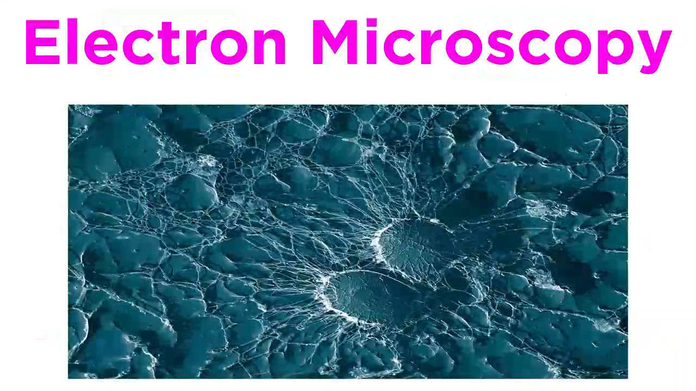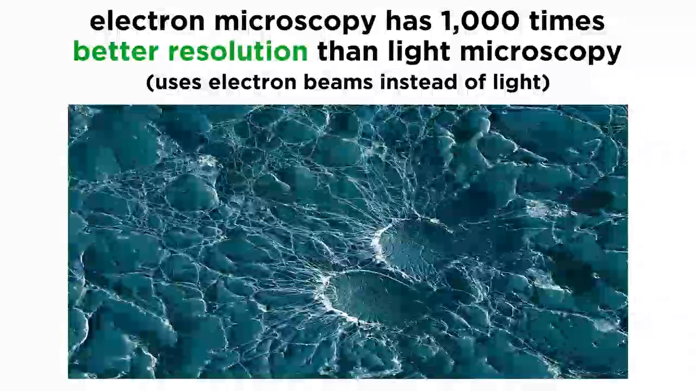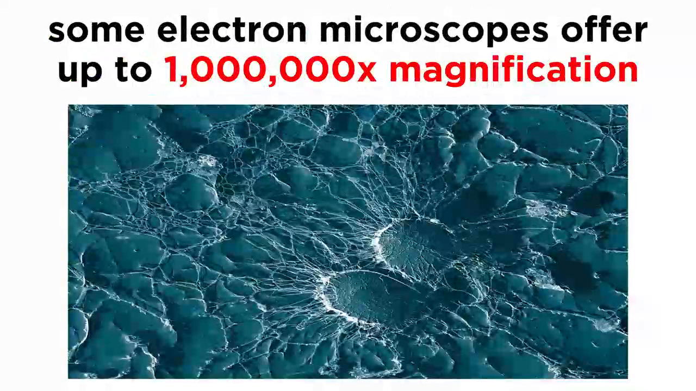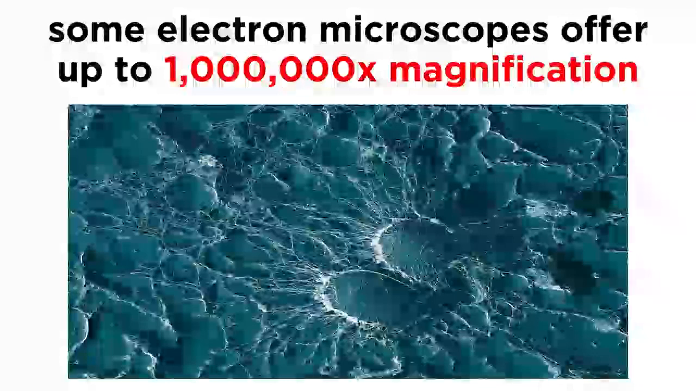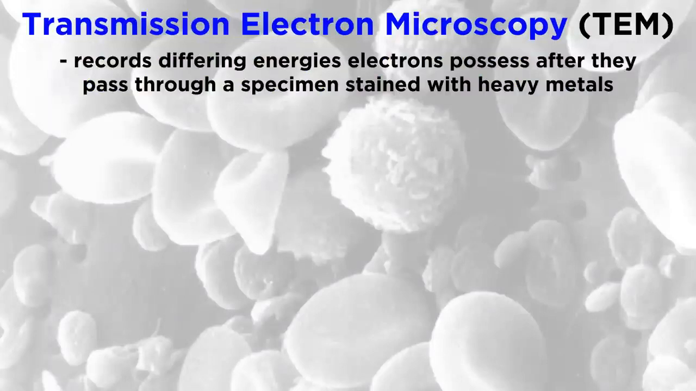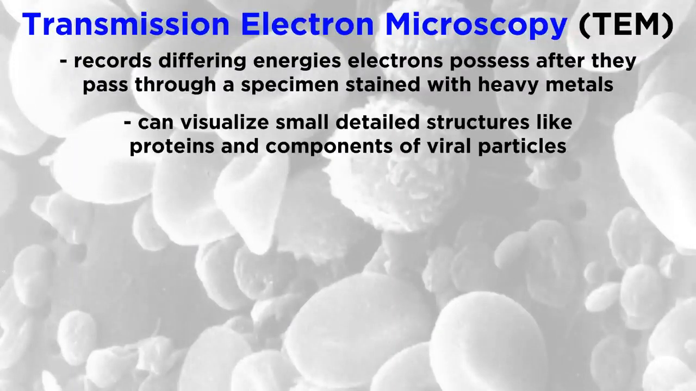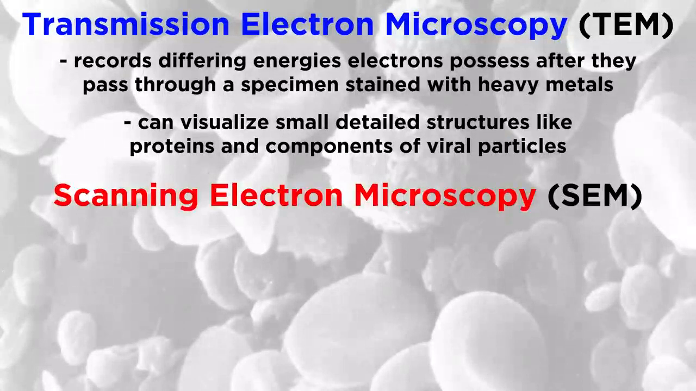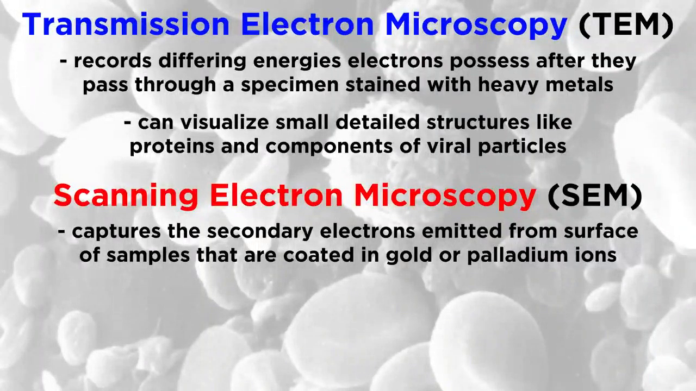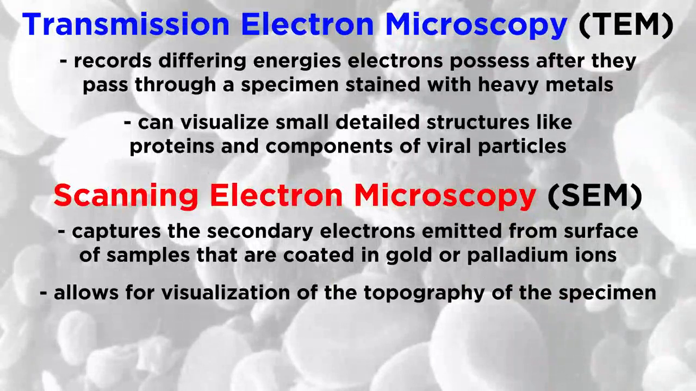We covered quite a lot in this tutorial, so let's briefly summarize. Electron microscopy has around 1,000 times better resolution than light microscopy, because electron microscopy uses electron beams instead of light, which have a shorter wavelength. This allows some electron microscopes to visualize specimens at 1 million times their original size. Transmission electron microscopy, or TEM, records the differing energies that electrons possess after they pass through a specimen stained with heavy metals to visualize small, detailed structures, like proteins inside of cells, and molecules associated with viral particles. Scanning electron microscopy, or SEM, captures the secondary electrons that are emitted from the surface of samples coated in vaporized gold or palladium ions to visualize the topography of the specimen.